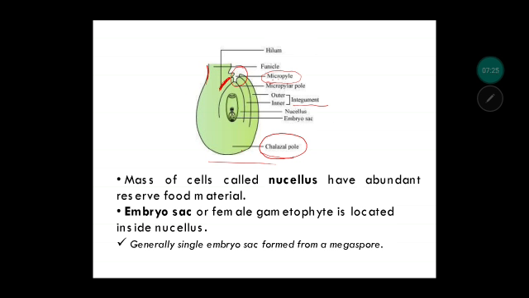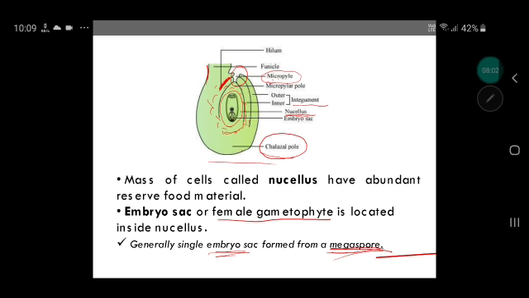Then can you see a collection of cells which is the nucellus? Yes, it is the source of abundant reserve food material, and the embryo sac is located inside this nucellus. So this is the embryo sac, and here the collection of cells is the nucellus. Inside the nucellus, the embryo sac is present, or it can also be called the female gametophyte. Now how is this embryo sac formed? This is generally formed from a megaspore. So now let us come to this term. What is a megaspore?